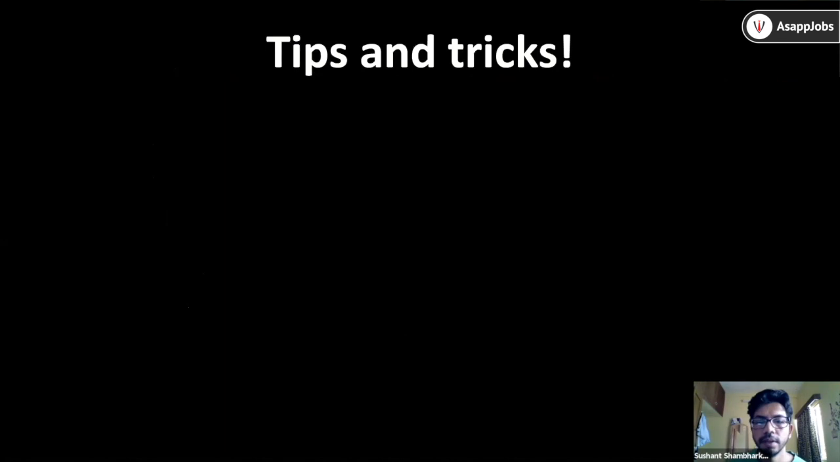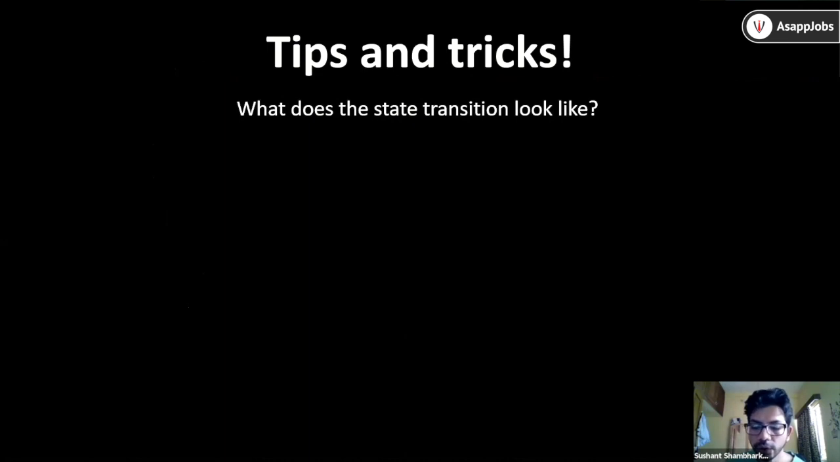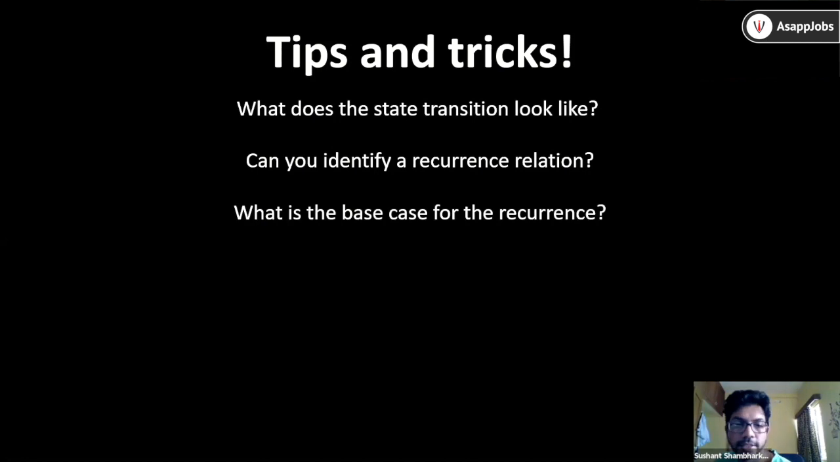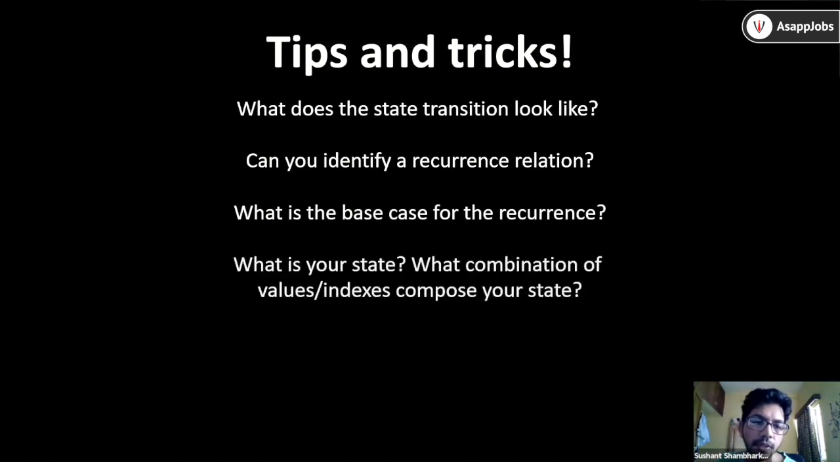There are some tips and tricks. Check out what the transition looks like. How do you transition from one state to another state? Like in Fibonacci, you have to use the previous two results to get the current result. So that is your transition. You transition from the current state to the next state by using the addition of two states. Can you identify a recurrence relation? What is the base case for the recurrence relation? What is your state? What combination of values and indexes composes your state? Like in longest common subsequence, you have 2 strings, so you have 2 variables that iterate through each string.